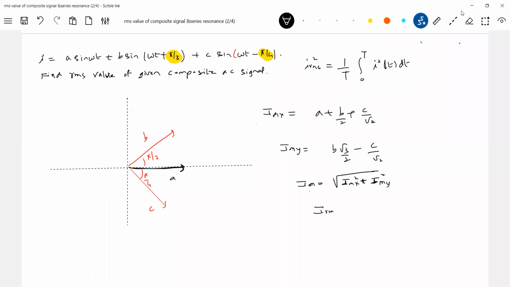Then what is IRMS? IRMS equal to IM by root 2. Then what about the phase angle? We can also predict the phase angle. The resultant tan theta should be equal to Iy by Ix. So altogether, this signal I can replace with magnitude IRMS and the phase angle theta. Is having a phase of theta. Theta is what? The resultant. So it may come somewhere here. I'm just putting some rough diagram.